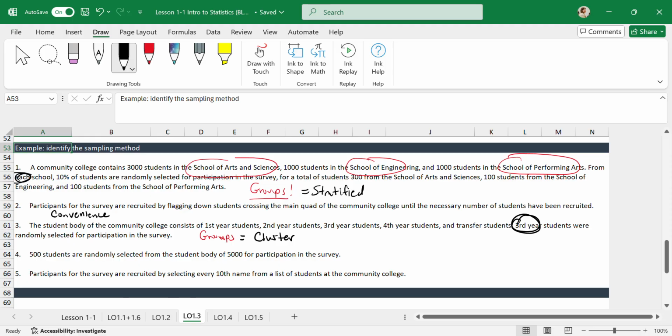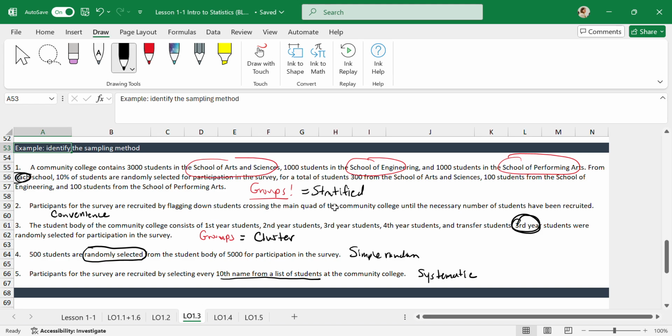500 students are randomly selected from 5,000 to participate. This one clearly says random, not just flagging down who are your friends, for example. So because it is random, that is a simple random sample. There's no groups involved. They're just being randomly selected. And finally, survey and select every 10th name from a list of students. Anything with a number like that, like third or 10th or 20th, that is what we call systematic.